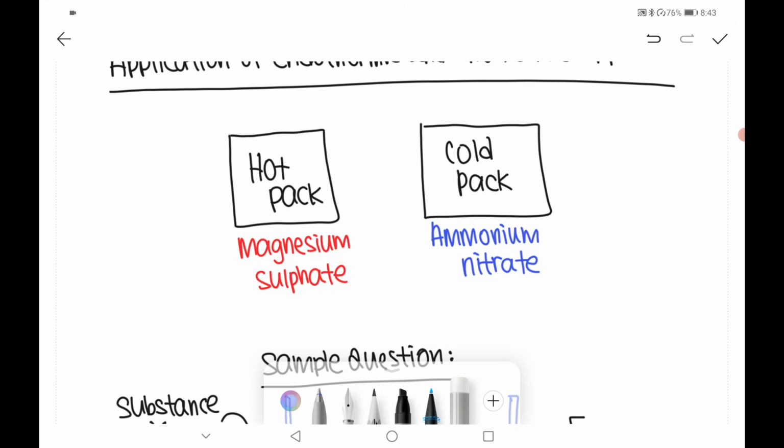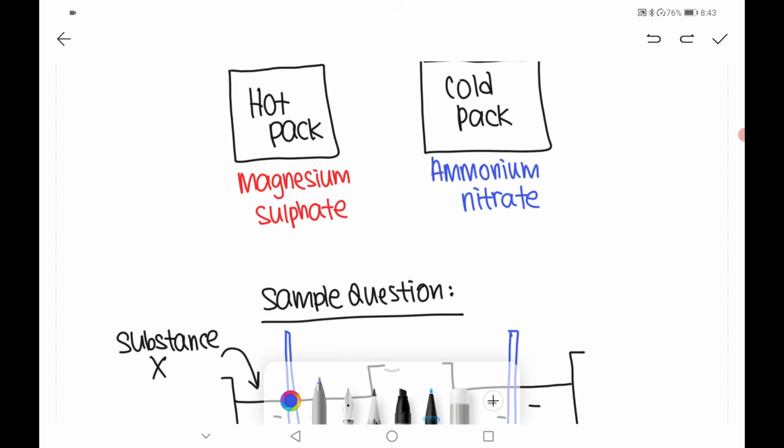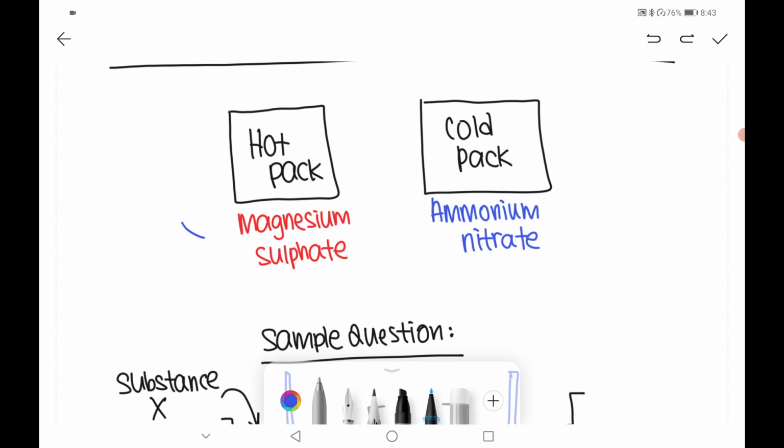So you need to know what is the raw material inside the hot pack and what is the raw material inside the cold pack. In the hot pack, we always put in a chemical substance called magnesium sulfate.